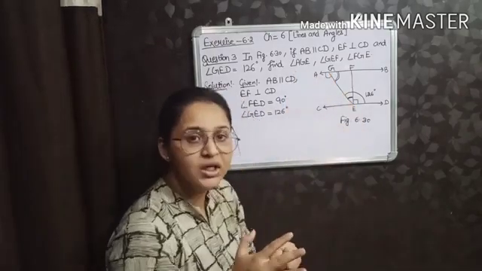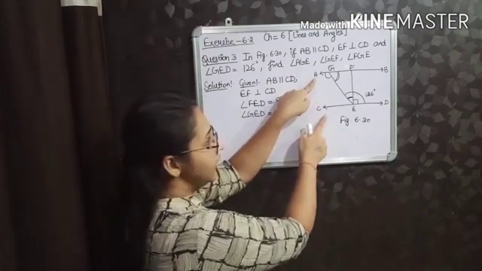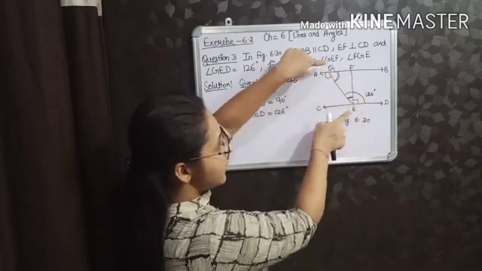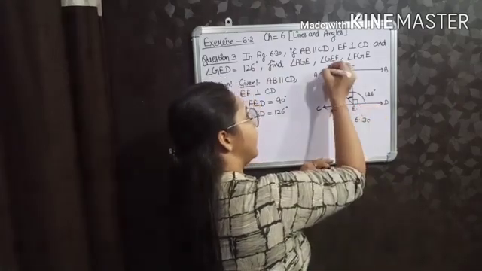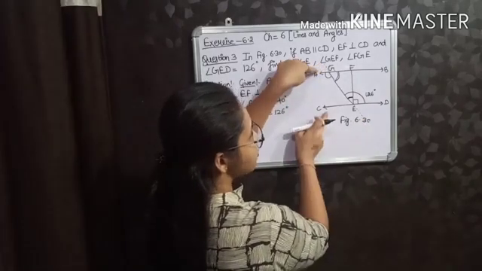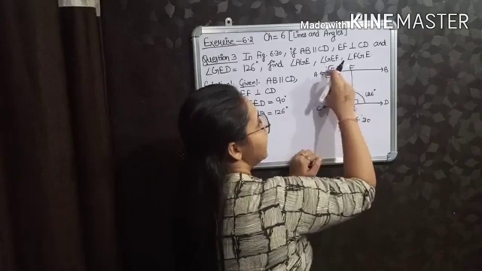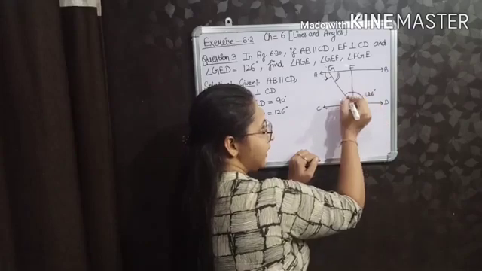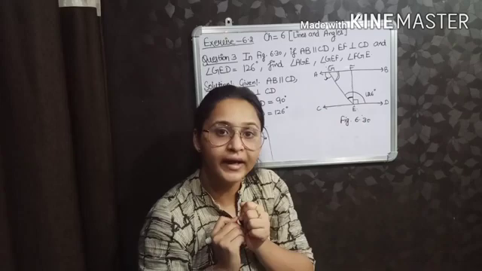Now see very carefully. These two lines are parallel. AB and CD are parallel. It is given. And this GE is a transversal line. Now this is a transversal line and these two lines are parallel. Now this angle AGE, this angle and this complete angle, these are alternate interior angle.